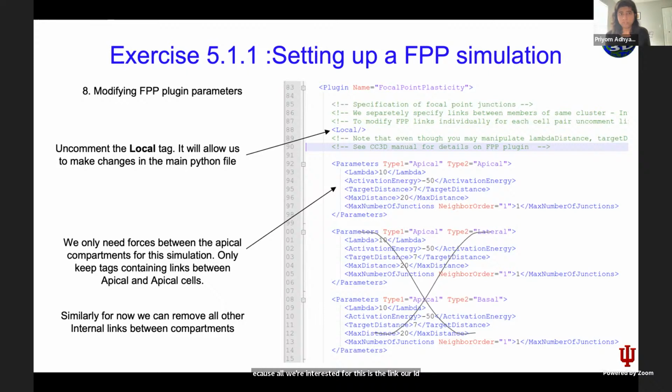We will also uncomment line number 88 so that we have the local tab on, because what we want to do is to change specific properties of these links at specific points in time. We need access from our Python scripts. So switching on the local tab will allow us to manipulate changes in the Python script.